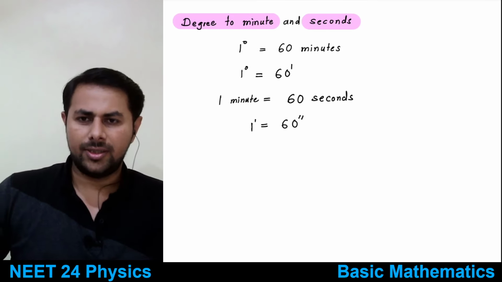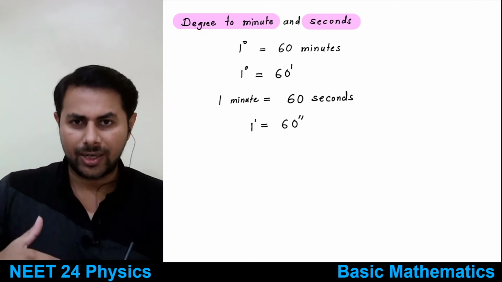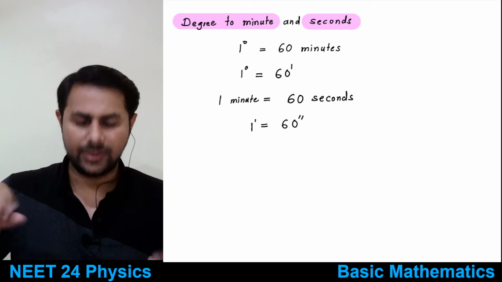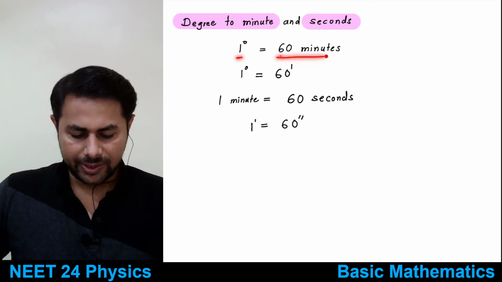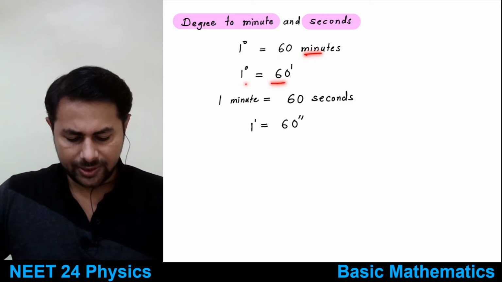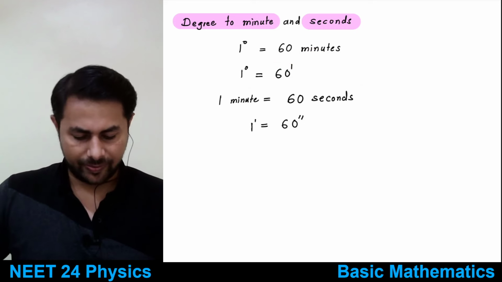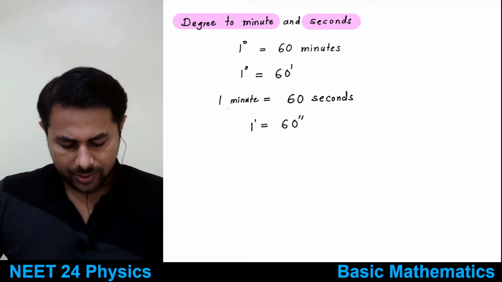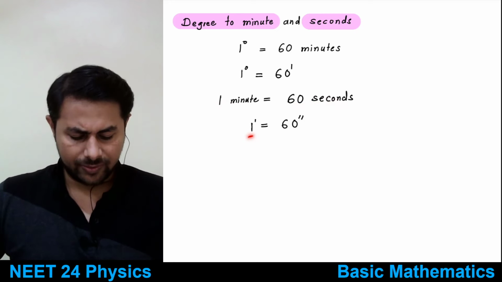Then there are other, smaller units for an angle. Each degree is divided into 60 equal parts, and each of those parts is known as a minute. So 1 degree is equal to 60 minutes, and it's represented like this, 60 dash. And 1 minute is further divided into 60 equal parts. So 1 minute is equal to 60 seconds, that is 60 with a double dash.